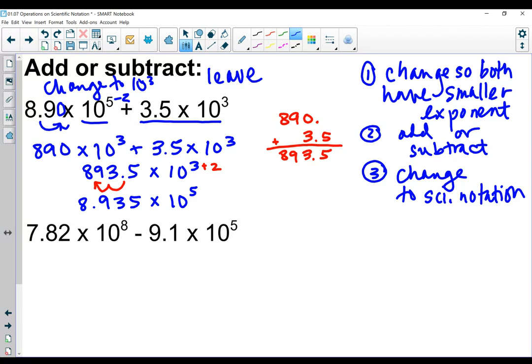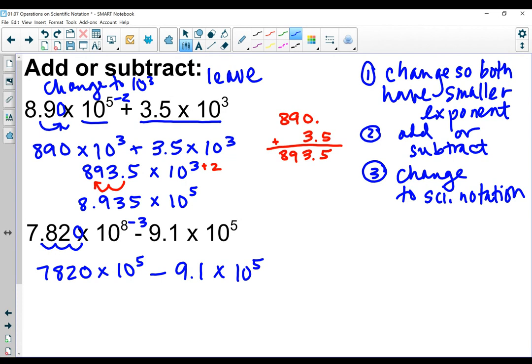So we'll look at one more. This time we're subtracting. So I need to change the 8, that's my bigger exponent, to a 5. So I'm going to have to subtract 3. So I'm going to have to move this 1, 2, 3 places. I'll have to add a 0 again. So we'll have 7820 times 10 to the fifth minus 9.1 times 10 to the fifth.